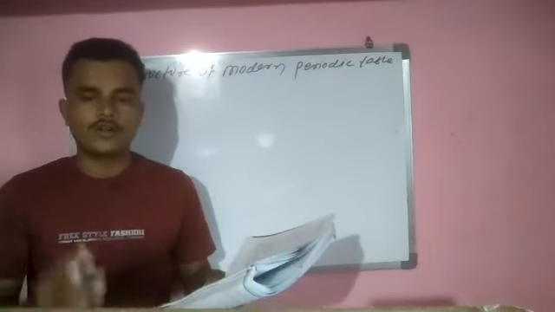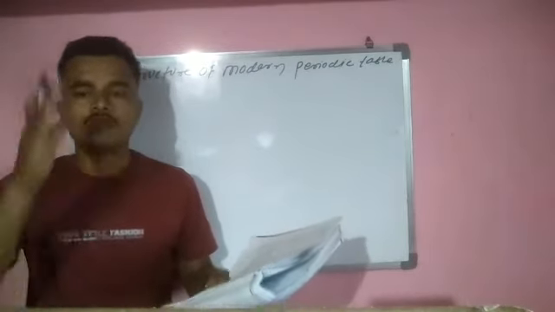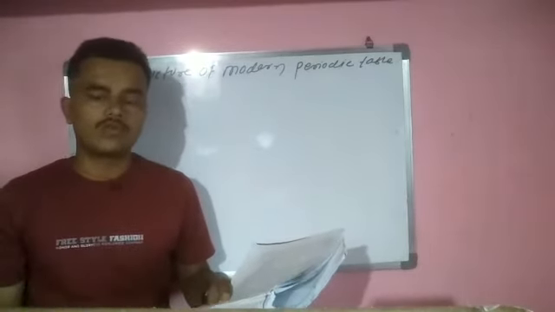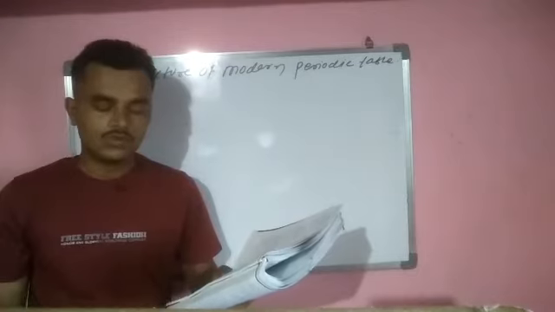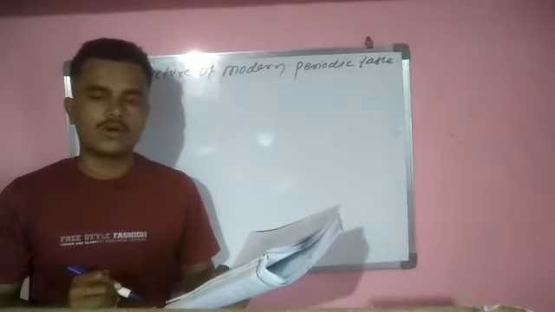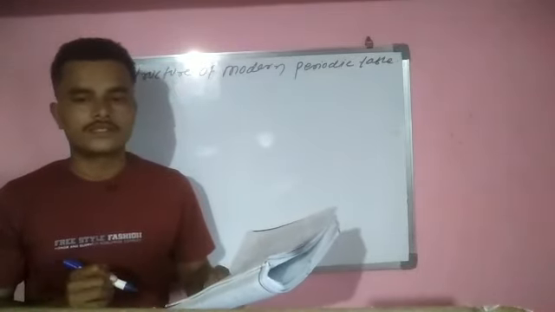Listen, so in the modern periodic table there are 7 horizontal rows, called periods 1 to 7. Similarly, the 18 vertical columns are the groups. So there are totally 18 vertical columns, from 1 to 18.